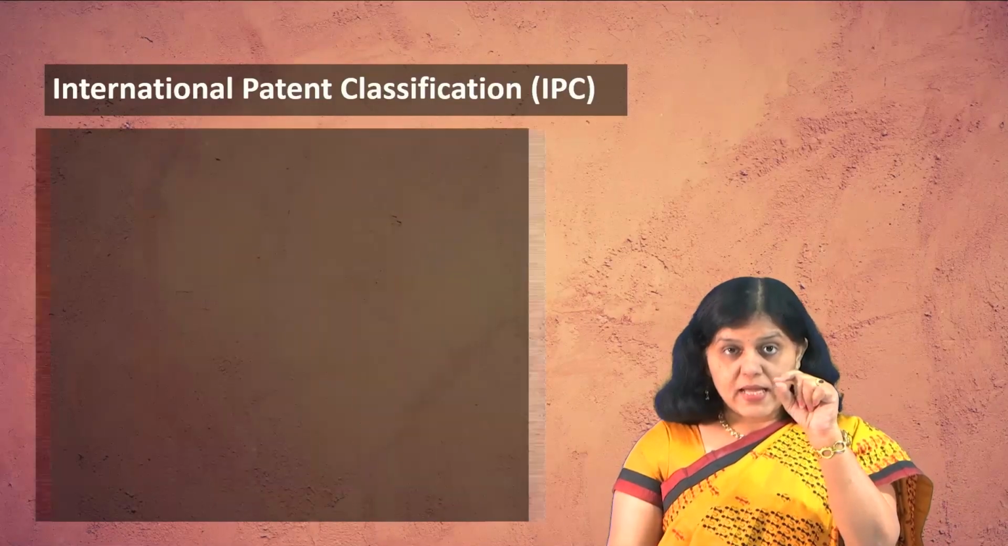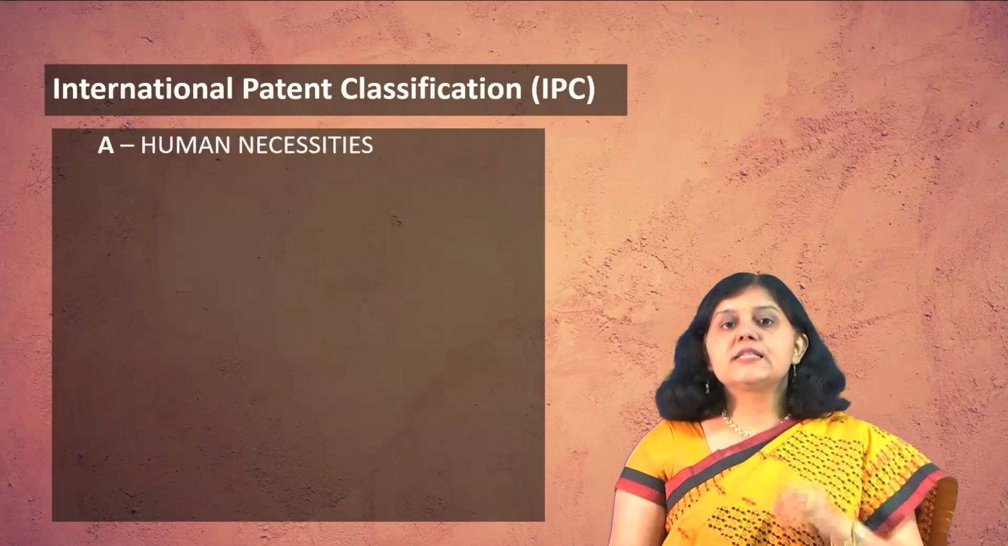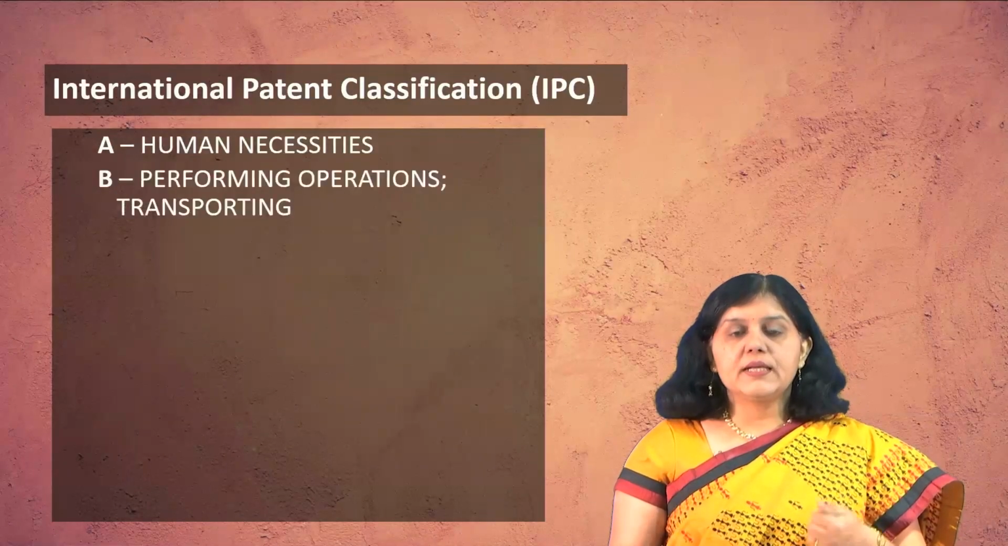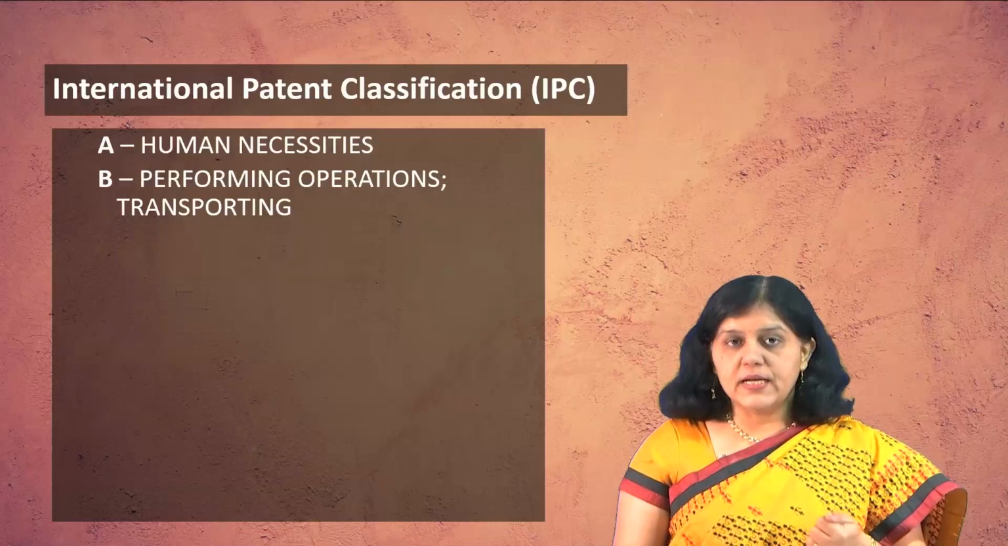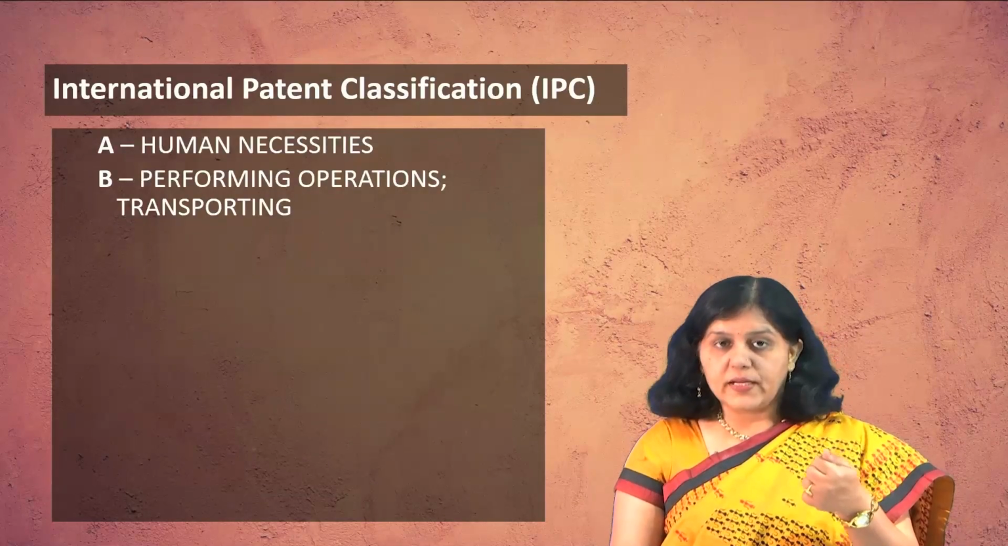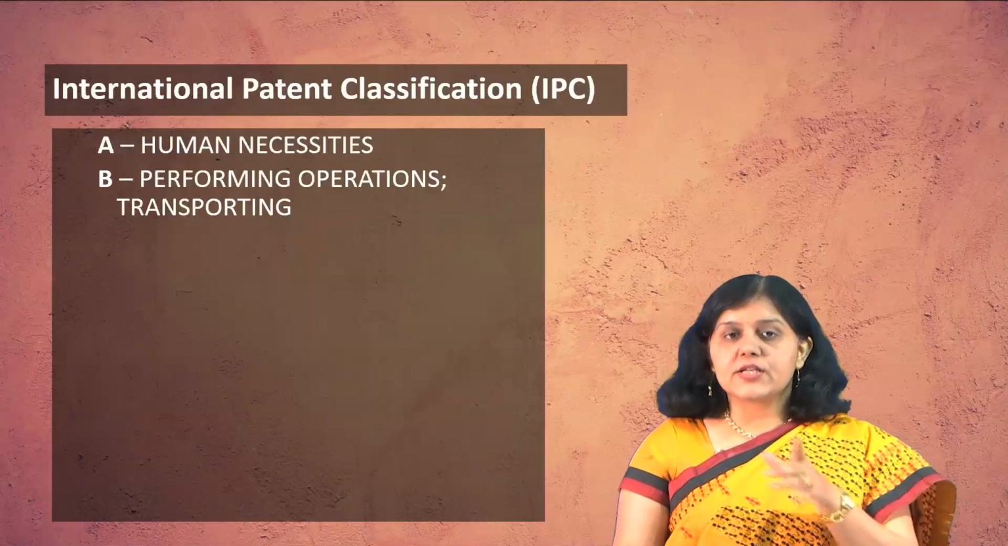Now, there are these 8 sections. Say A: when you say A, the section is Human Necessities. The next is B, Performing Operations and Transporting. So anything related to transporting will be classified under section B.